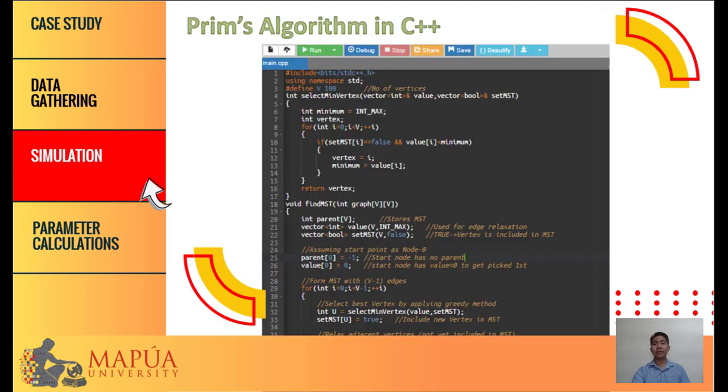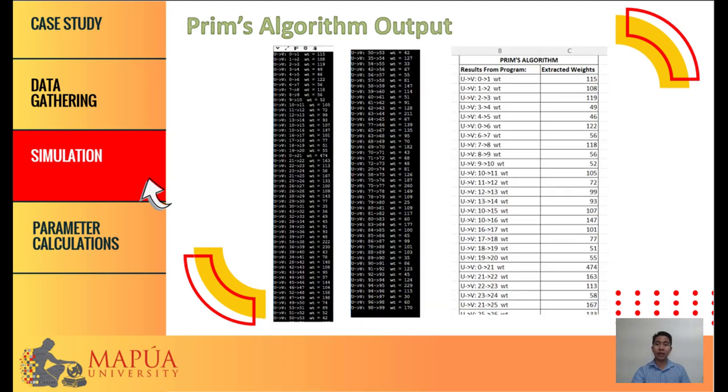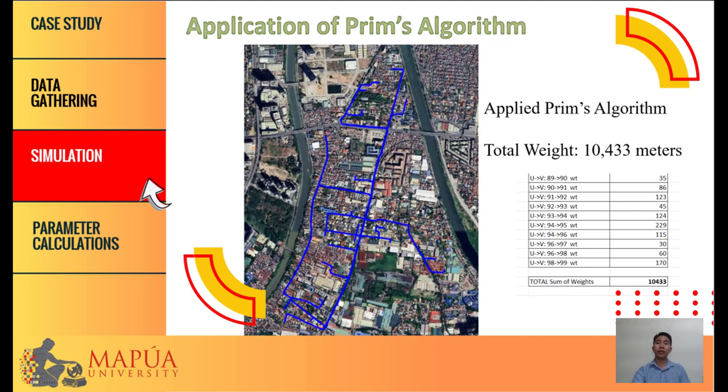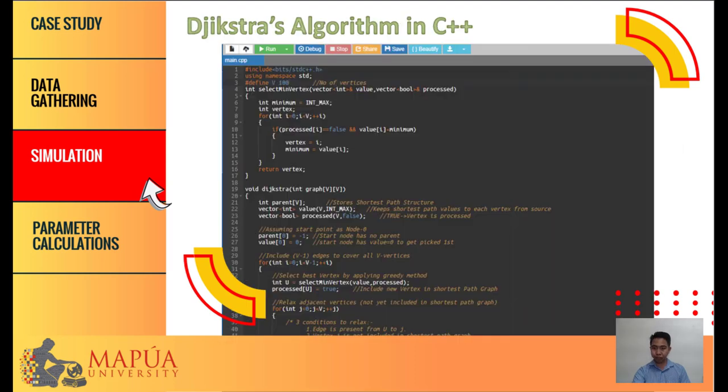This is the C++ script and program for Prim's algorithm. This represents the final program output with the data successfully exported into an Excel file format. Prim's algorithm is applied to the constructed graph to determine the minimum spanning tree. This algorithm identifies the subset of edges that connects all nodes with the minimum total weight, ensuring a cost-effective network, and the total vertices length after running the Prim's algorithm program is 10,433 meters.